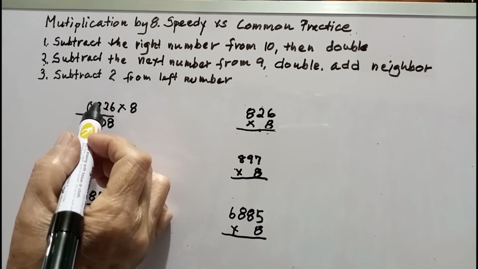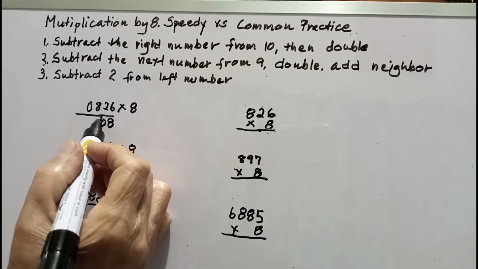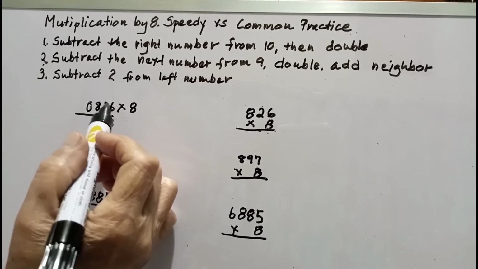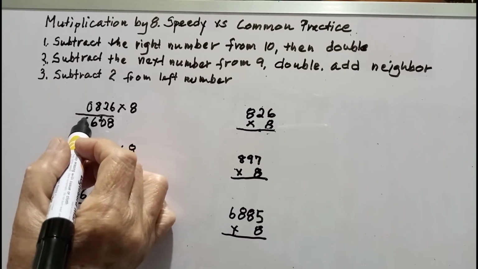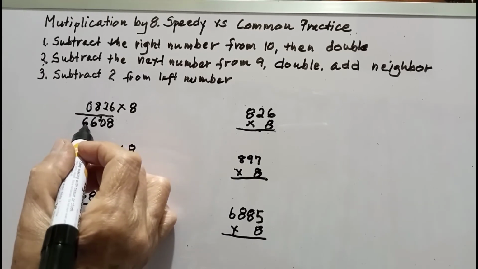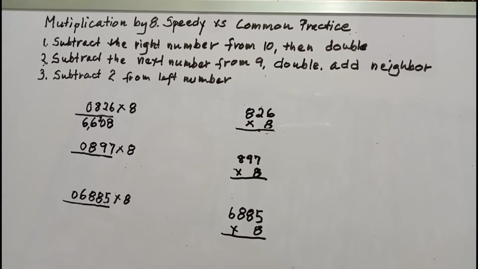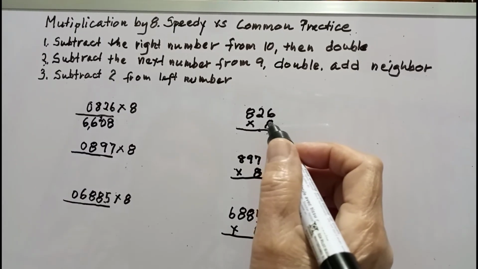Subtract 8 from 9. That is just 1 times 2 equals 2 plus 2 equals 4 plus 2 carry. That would be 6. And then subtract 2 from 8. That would be 6. So the answer is 6,608. Let's go to the common practice.